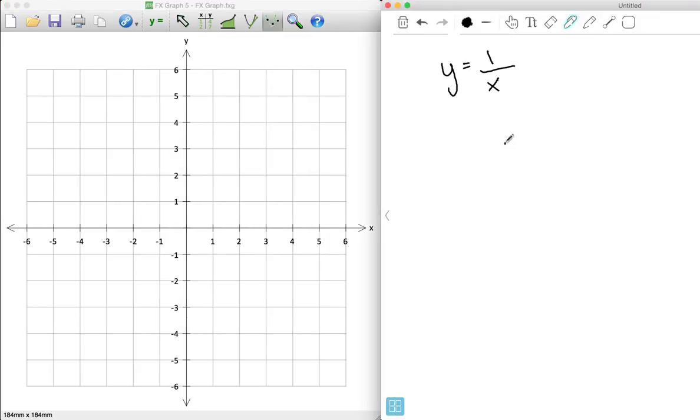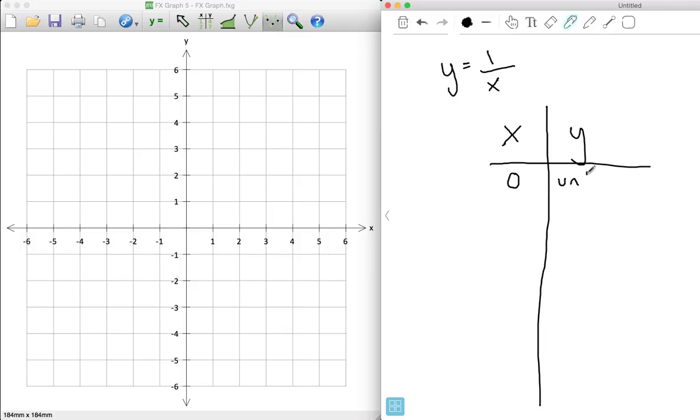Okay, so y equals 1 over x. Let's make a table of values. This table of values is going to get a little weird. When x is 0, 1 over 0 is undefined. You can't have a denominator of 0, so 0 is the only non-permissible value in this graph. So what you're actually going to get here is a vertical asymptote on the y-axis.